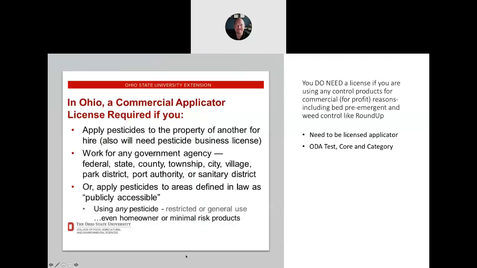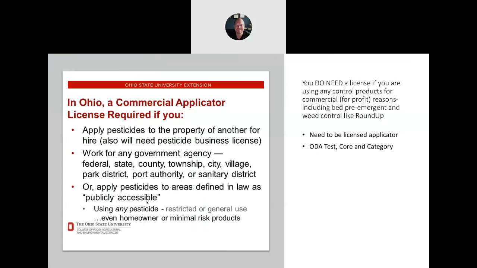So you do need a license if you're using any control product for commercial or for-profit reasons, including bed pre-emergence and weed control like Roundup. So you need to be a licensed applicator, which means that you're going to pass the ODA test, core, and whatever categories that you're seeking certification in. So again, the general and the core isn't going to be enough.